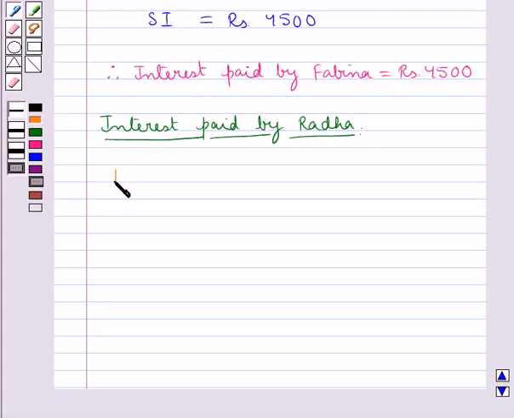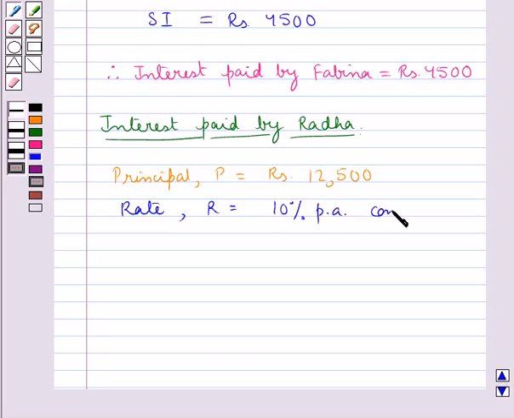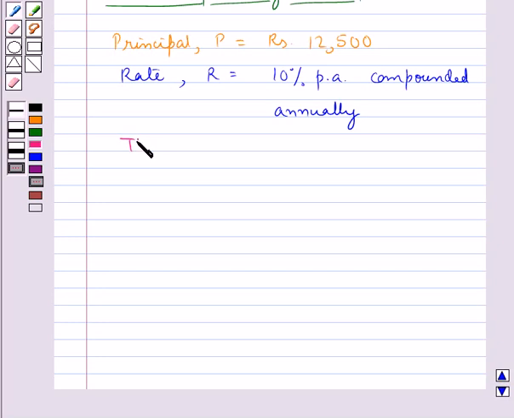Now in this case also, the principal P is equal to ₹12,500. Rate R is equal to 10% per annum compounded annually. Time N is equal to 3 years.